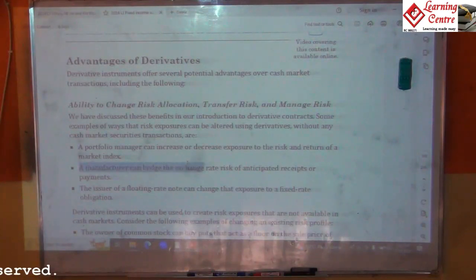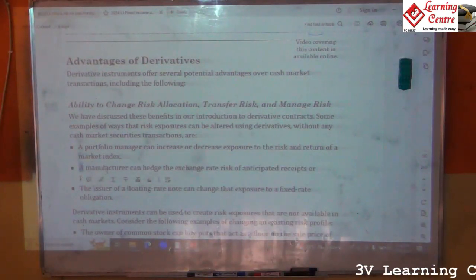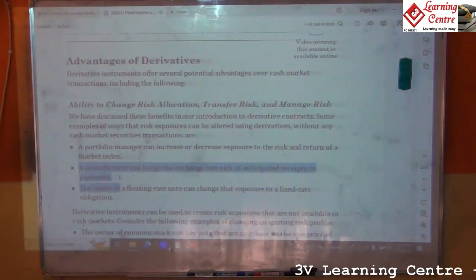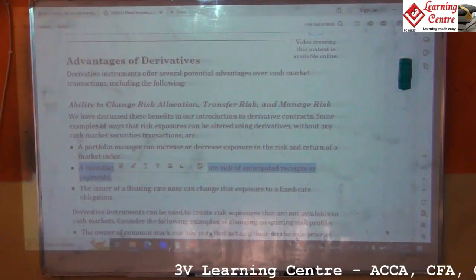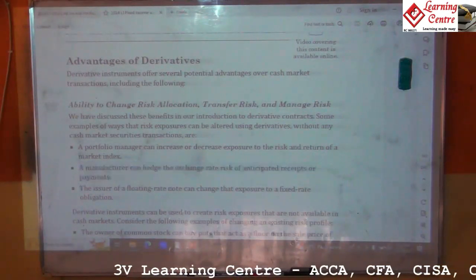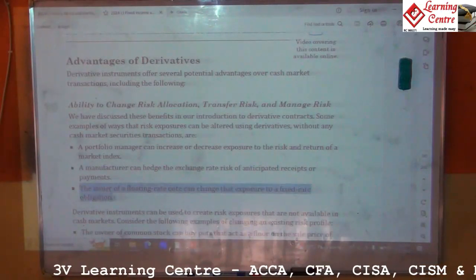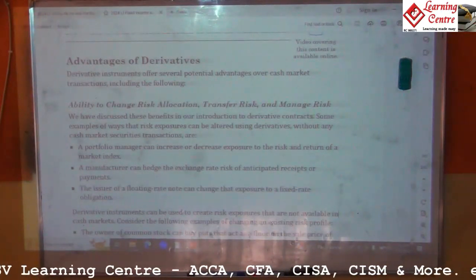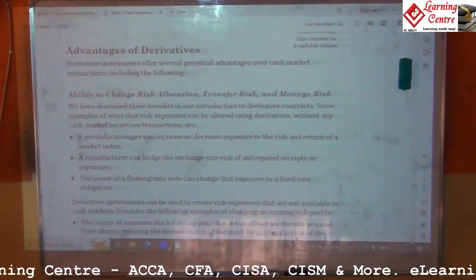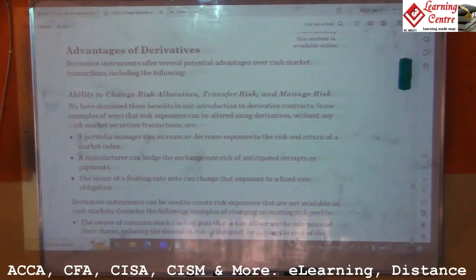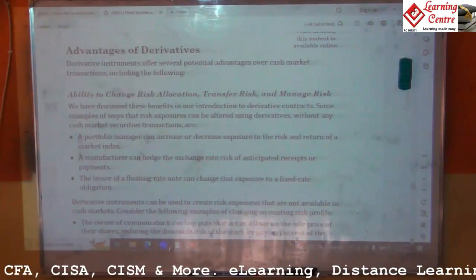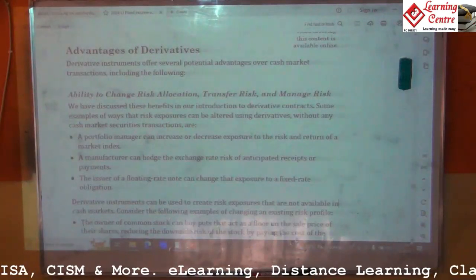Number 2, a manufacturer can hedge exchange rate risk of anticipated receipts of payment. This is the one we have been using as an example. If you know you are going to buy something from somebody in another country, and you know that the exchange rate can affect you, you can use a derivative to hedge that risk. In the last one, an issuer of floating rate notes can change exposure to fixed rate. So this is the swap I spoke about. If I have a loan from Samuel now, and the loan I'm supposed to pay 60% every month, I can go for a swap option where the interest rate will be fluctuating.